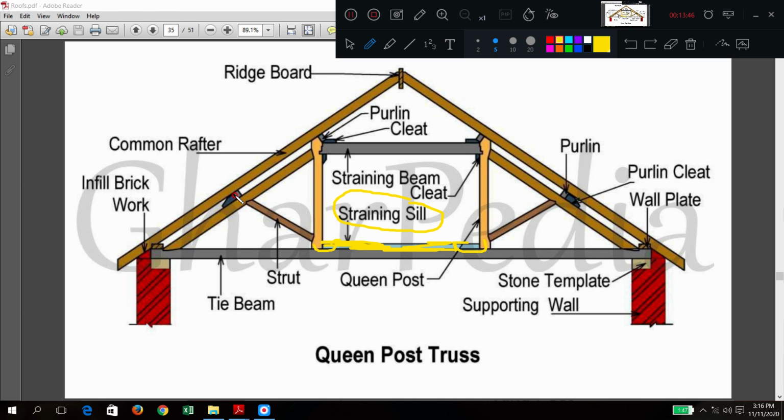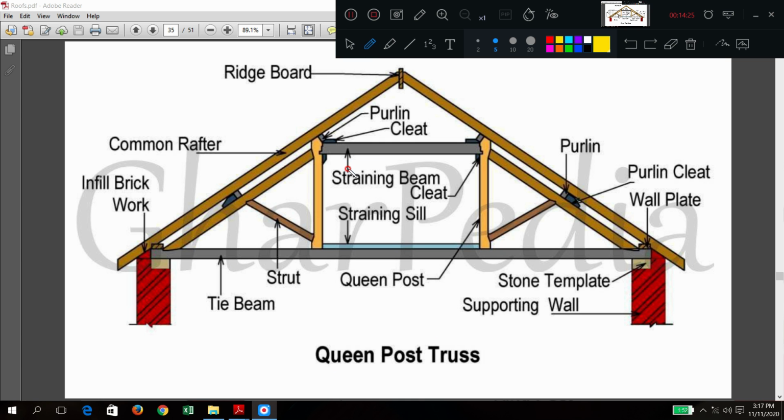Other things, purlin is there, cleat is there, common rafter is there, everything is same, no problem. Only additional things are what? Straining beam, straining sill, queen post, two additional queen posts, and a very important difference is the principal rafter will not be of full length, it will end at the queen post and be joined by the straining beam. This is all about queen post truss. Bottom there will be tie beam, same, no problem. So we will rewind the points once again. We will rewind fast.